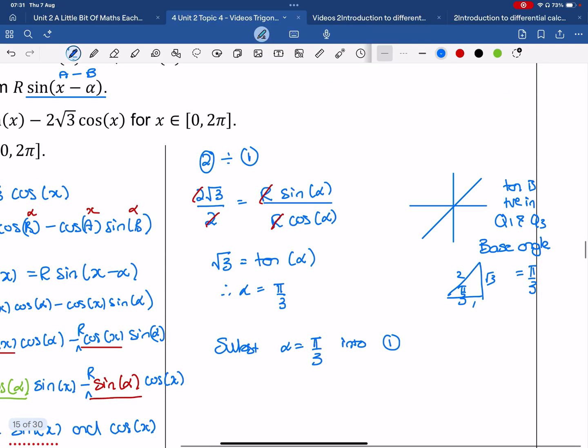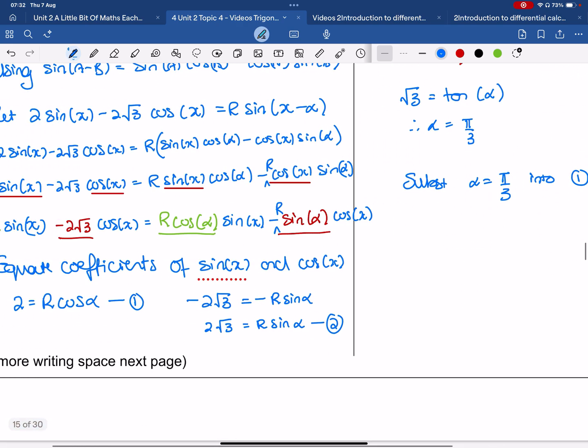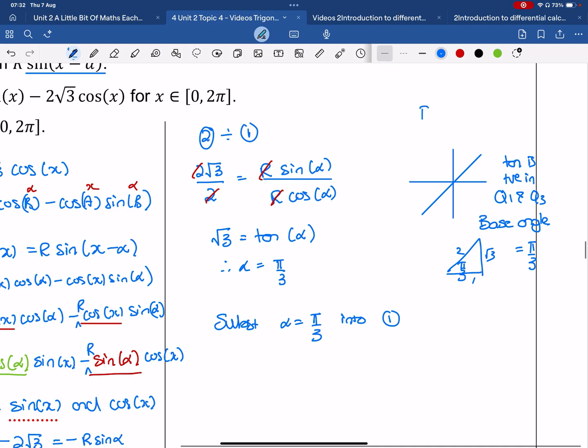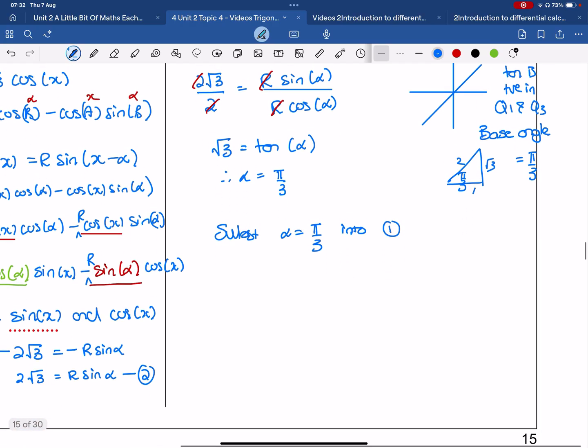Just to mention why I didn't choose my quadrant 3 answer. Looking at equation 1 and equation 2, both sine and cos are positive. So you might want to say there, both sine and cos are positive in equation 1 and 2. Therefore, I'm looking for my quadrant 1 solution. Okay, pi on 3.